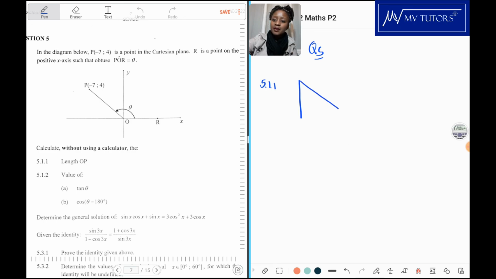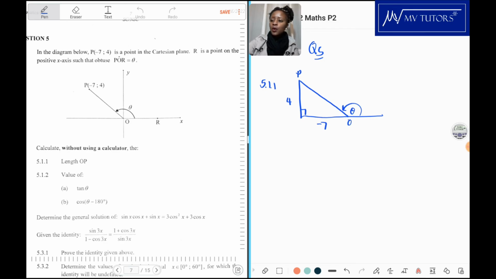Okay. So basically, we have that big theta there. And then the x value is negative 7. The y value is 4. Okay, and if we were going to get the length of OP, so this is P and this is O.